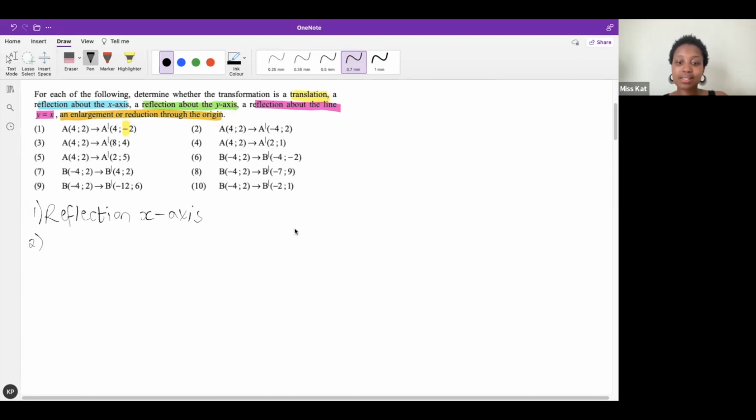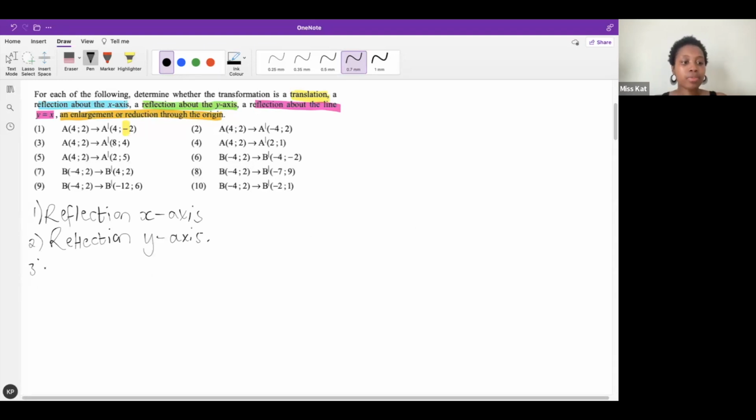Come on, guys. The second one is reflect. Thank you, Narisha. Guys, Narisha's the only one participating in my lesson today. That makes me sad. Reflection on the y-axis. Thank you, Tashrika, as well.